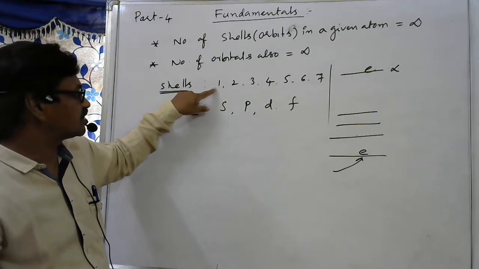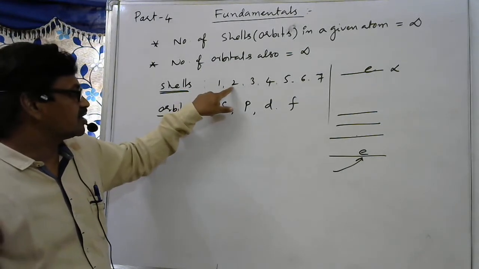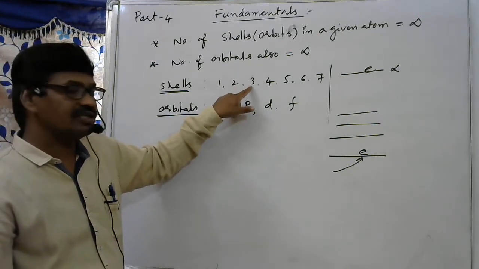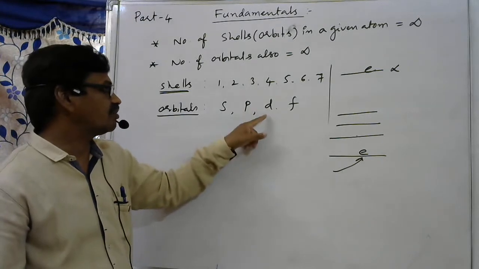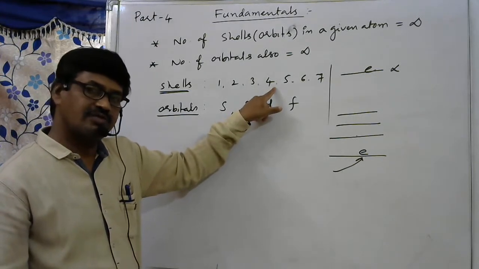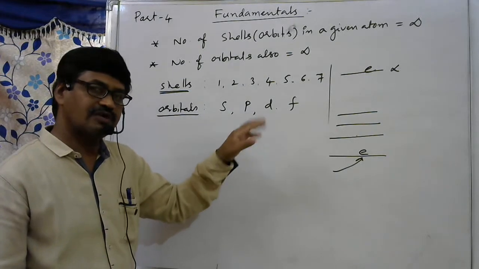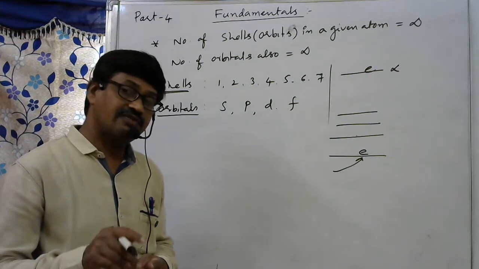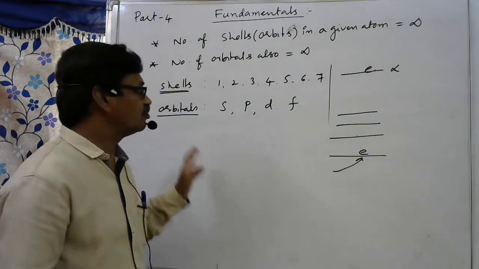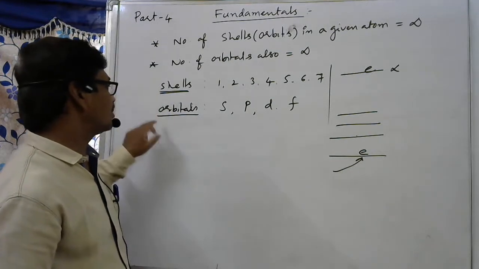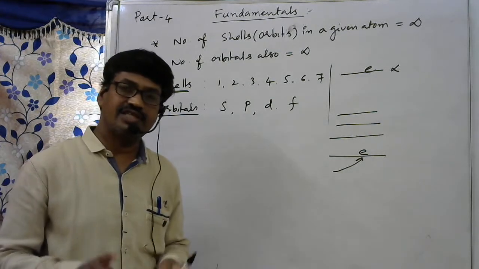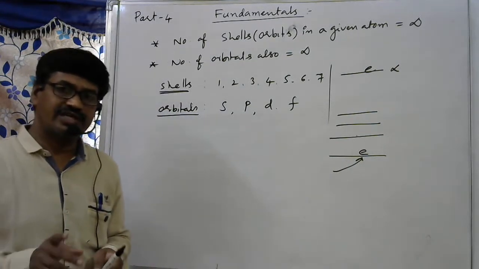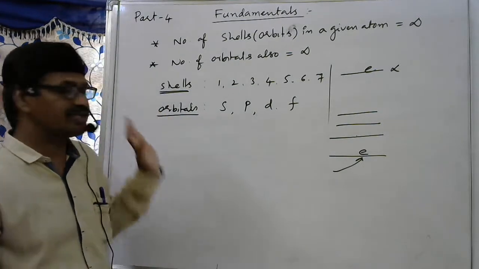For example, this is the first shell: the orbital is 1s. Second shell: the orbitals are 2s, 2p. Third shell: we have 3s, 3p, 3d orbitals. Fourth shell: 4s, 4p, 4d, 4f orbitals. Fifth shell: 5s, 5p, 5d, 5f, then 5g orbital also, then h, like that we can move. So this is the number of shells and orbitals required for writing electron configurations for the known 118 elements.